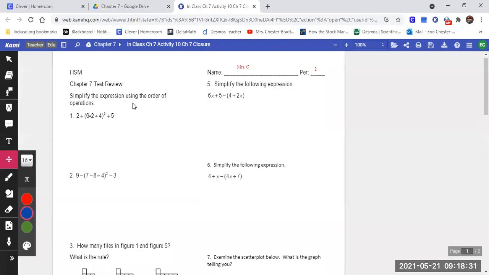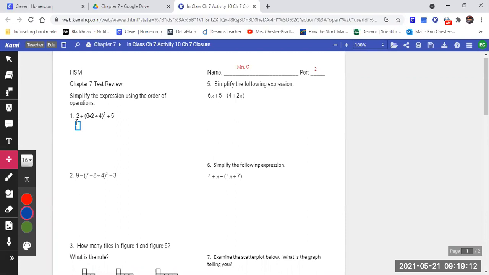Because it says to simplify using order of operations. What would be the first thing we're supposed to do according to the order of operations? Who remembers what the order of operations are? Yes, PEMDAS. Now, according to that, what should I be looking at fixing first? What does the P stand for? Parentheses. So we need to clean up the stuff in the parentheses.